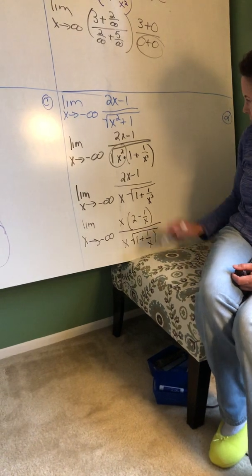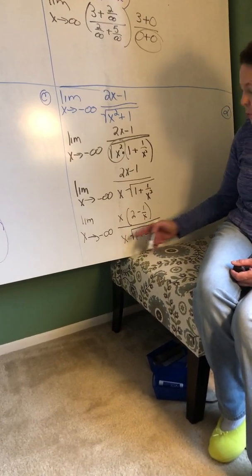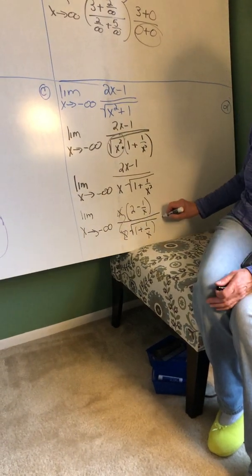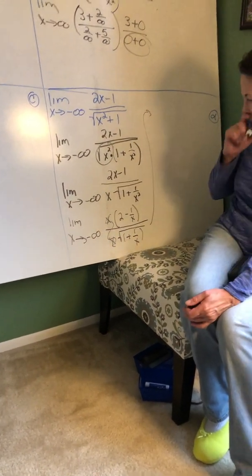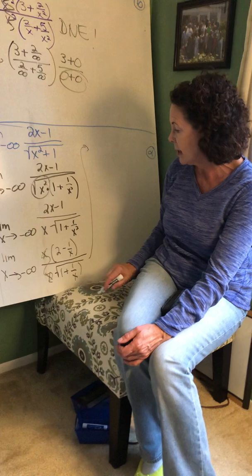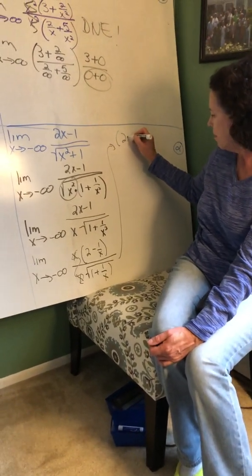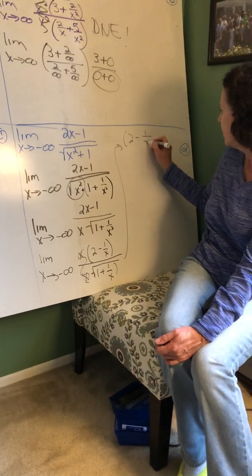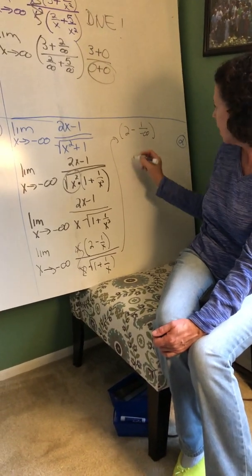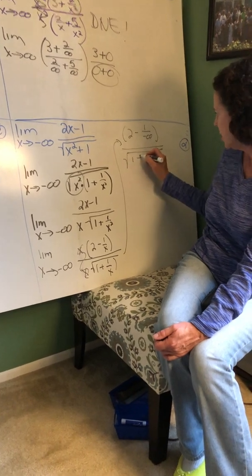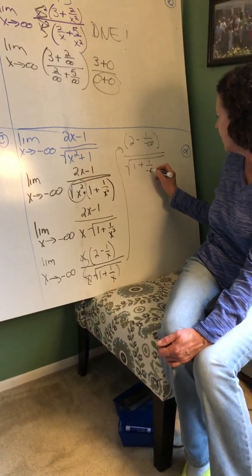There we go. So I factored an x from the numerator, and there was already an x factored from the denominator. I'm going to cancel here and come on up. And I am going to substitute in negative infinity. So I have 2 minus 1 over negative infinity, divided by the square root of 1 plus 1 over negative infinity.